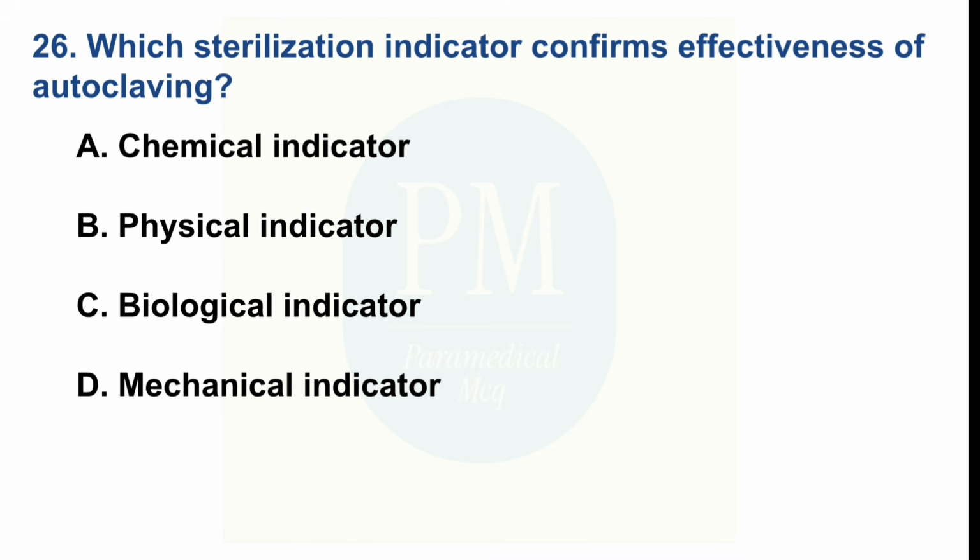Which sterilization indicator confirms effectiveness of autoclaving? Option A, chemical indicator. Option B, physical indicator. Option C, biological indicator. Option D, mechanical indicator. The correct option is option C, biological indicator.